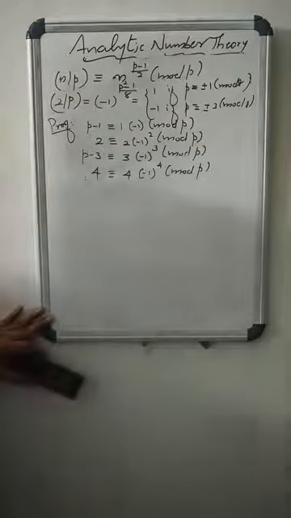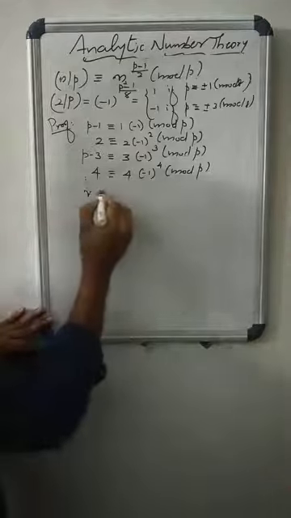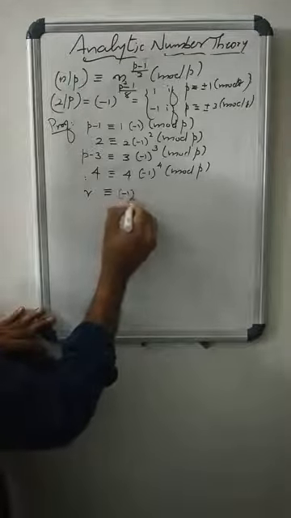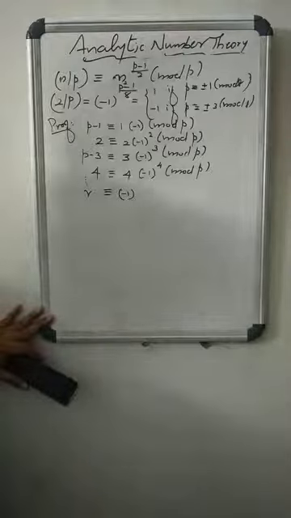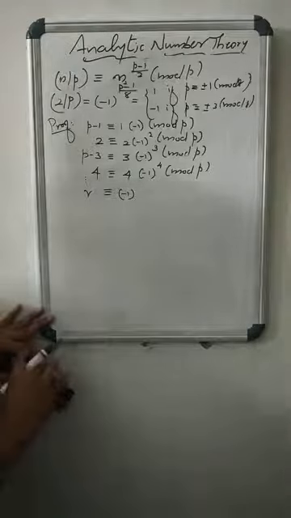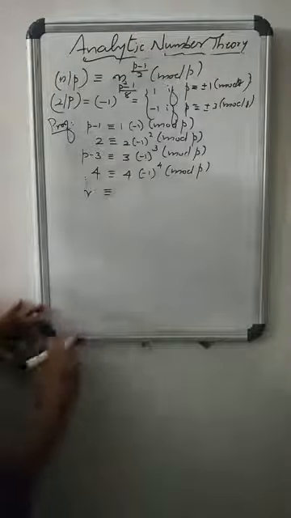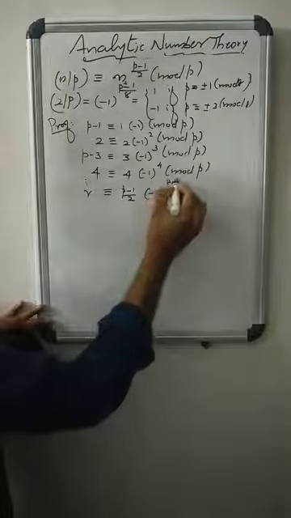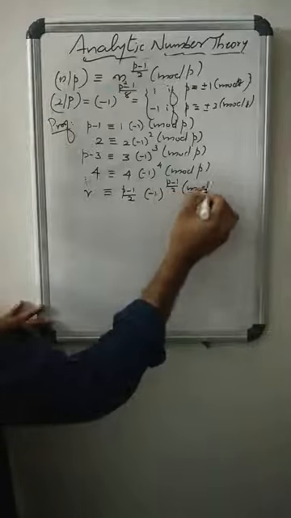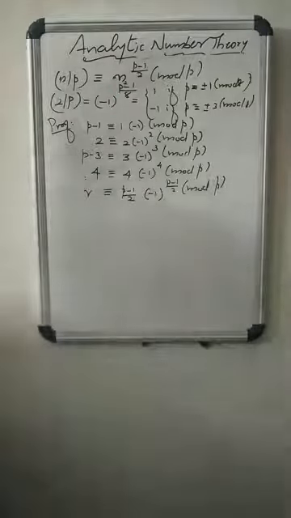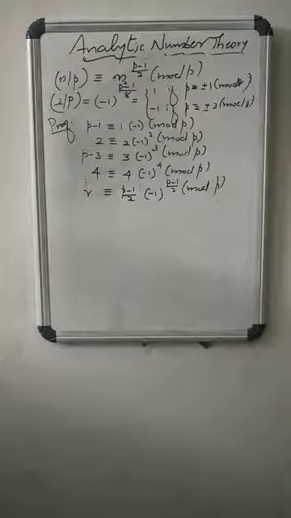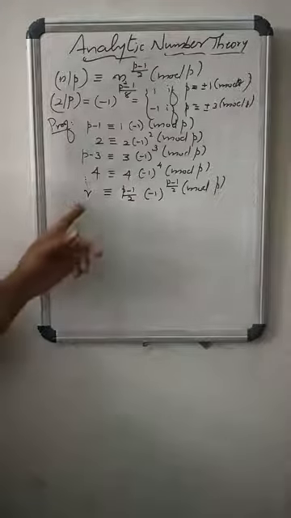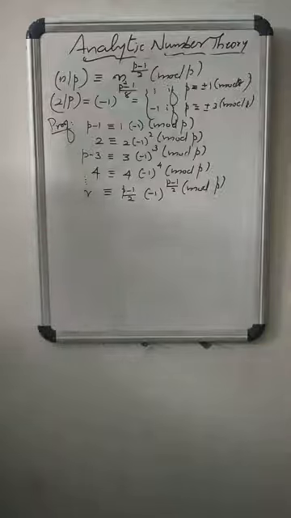Finally we have r ≡ (-1)^((p-1)/2) · r mod p, according as r is either p - (p-1)/2 or (p-1)/2. Agreed? Either r is p - (p-1)/2 or r is (p-1)/2.